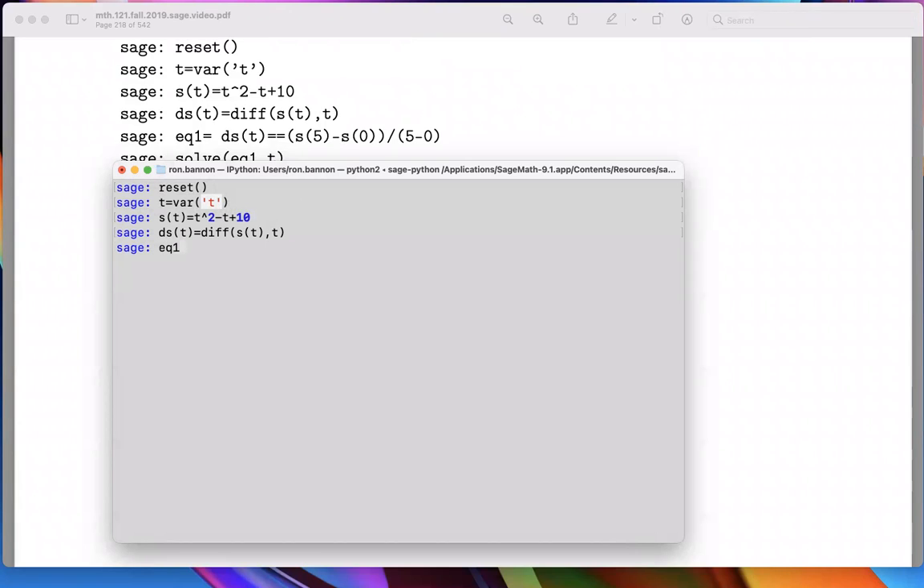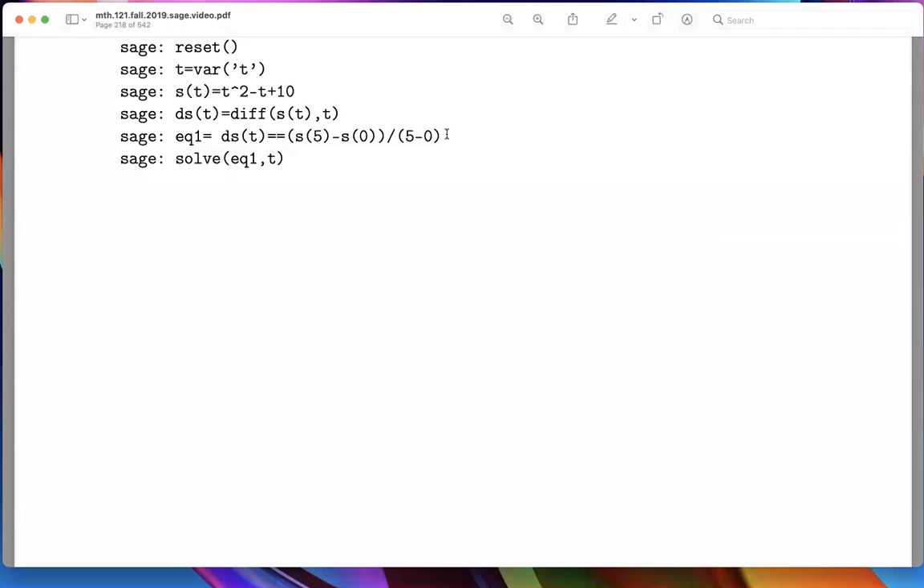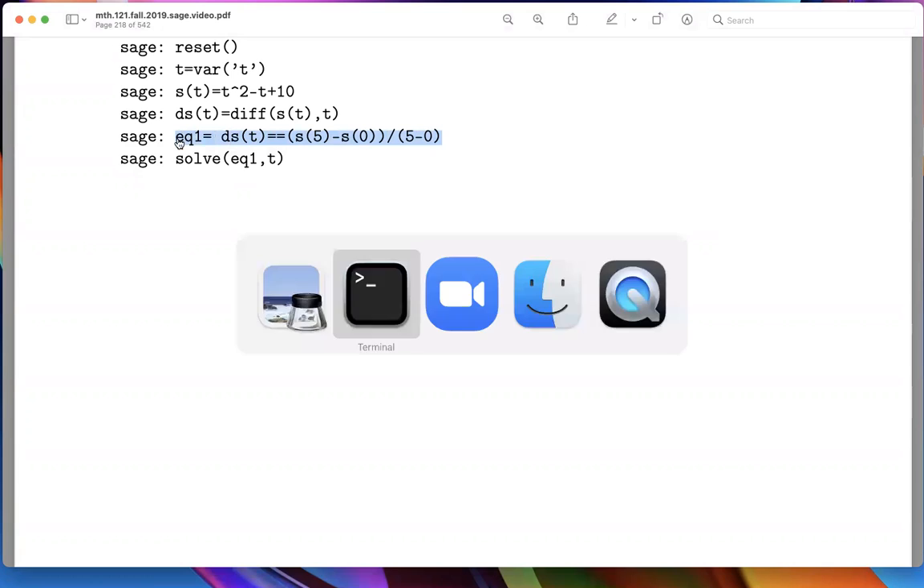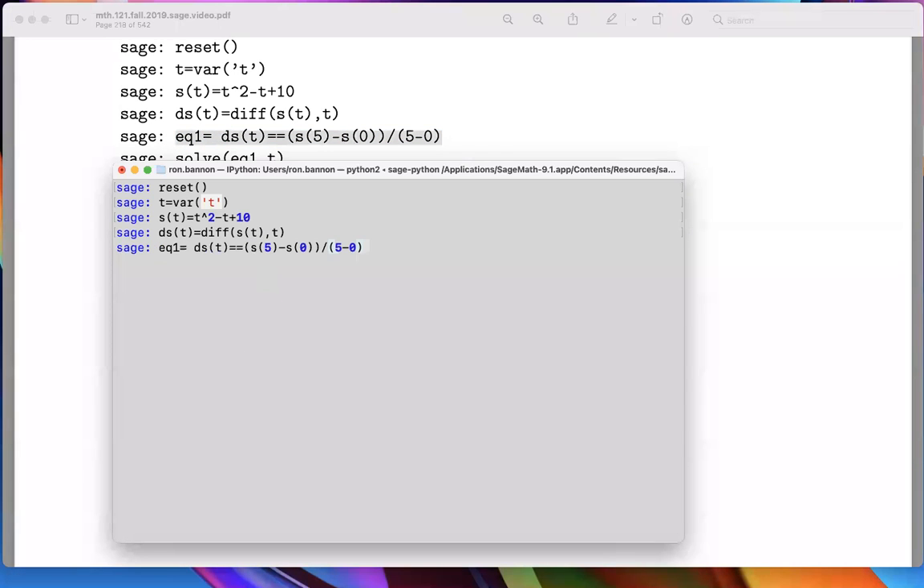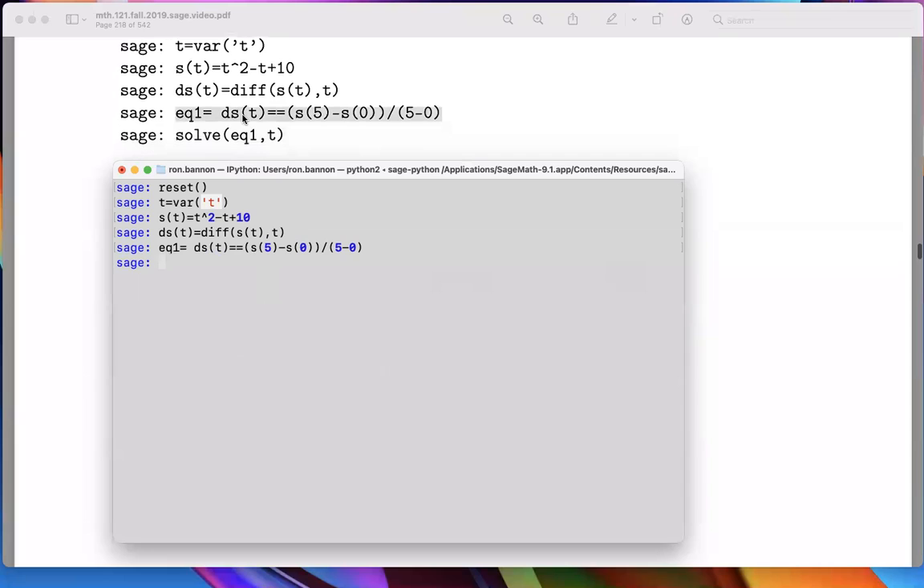Let's write this down for you. eq1 equals, I'm getting a little tired. So what I'm going to do, I'll just copy this down. Look back over the notes. Solve eq1 for t.